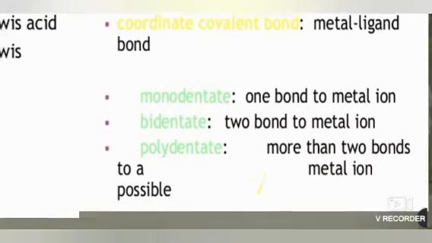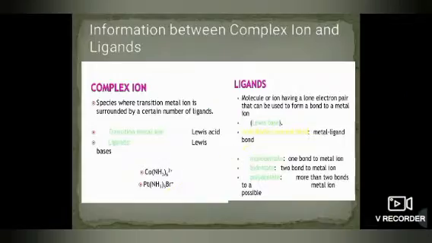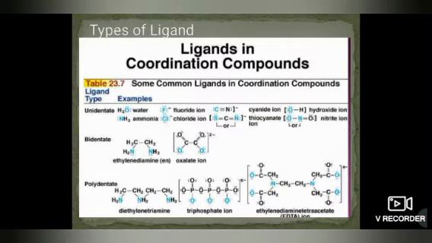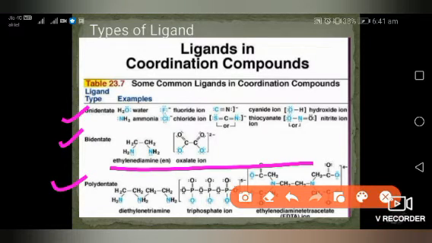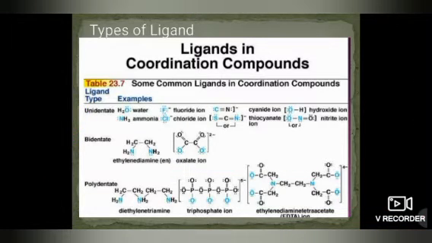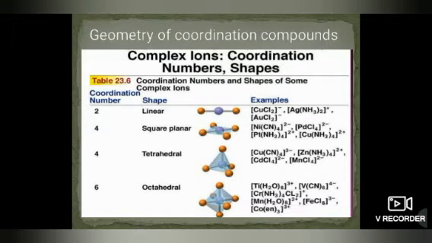There are monodentate, bidentate, polydentate, 3 types of ligand. Now we will talk about the types of ligand. We have already done it: unidentate, bidentate, polydentate in detail with examples. So pause this video, take a screenshot and note down these ligands in coordination compounds which are given. What is unidentate, bidentate, polydentate, how to write, because it is very important to learn, because in future we are going to write the complex ion.